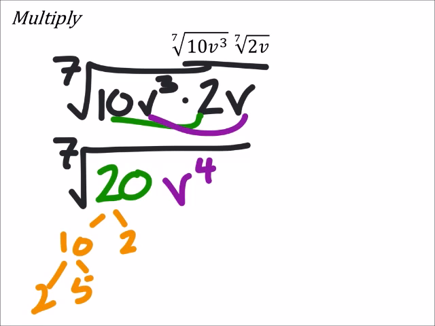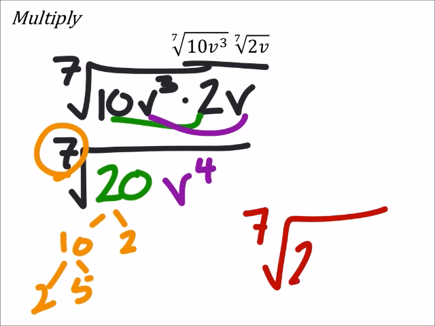2 and 5, I would need 7 duplicates in order to pull it out of the root there. But I don't have any sets of 7. I don't even have 7 v's to pull out. So the final answer on this is actually just the 7th root of 20 v to the power 4.